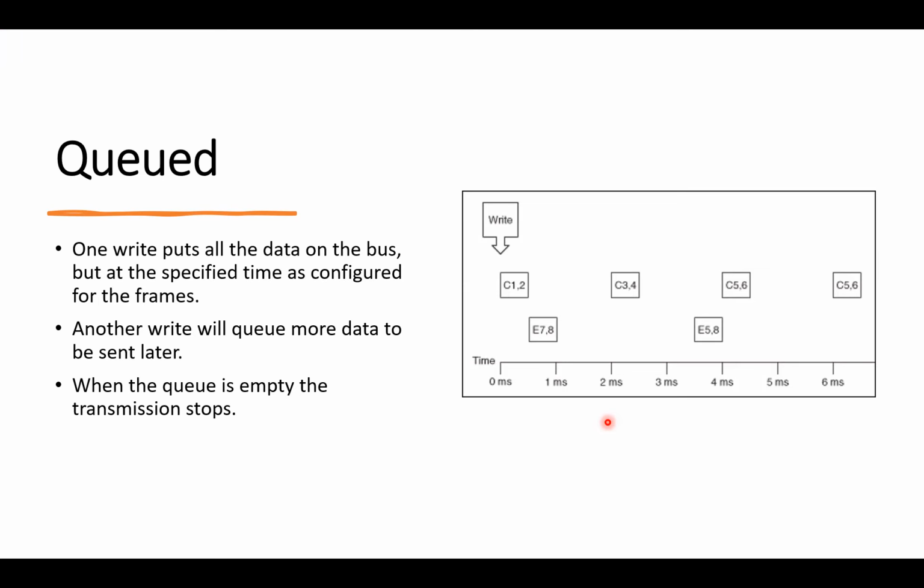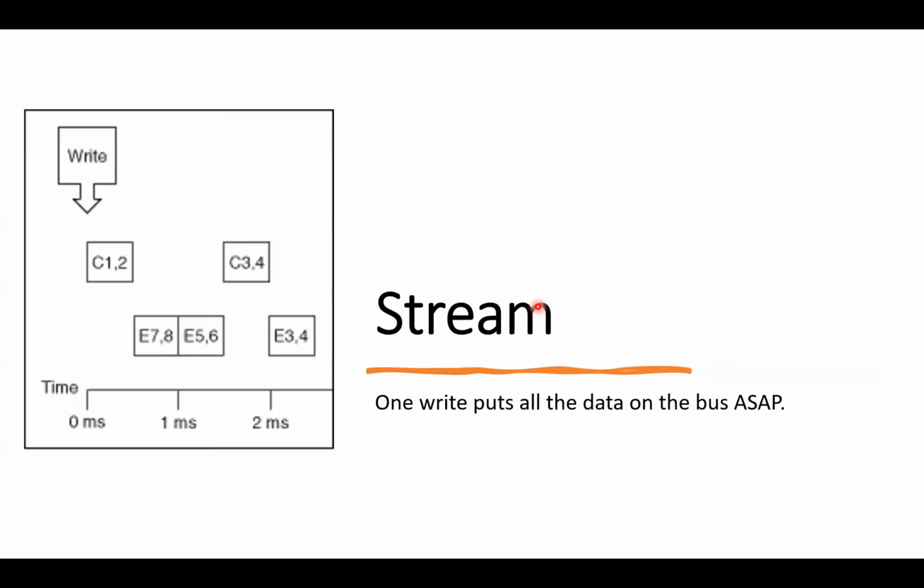And one more thing, when the queue is empty, without transmitting any data over the CAN bus, the transmission will be stopped. For example, when we are just writing the data, for this data we have a specific time. After that time only we can send the next set of data. So it cannot be done in parallel.